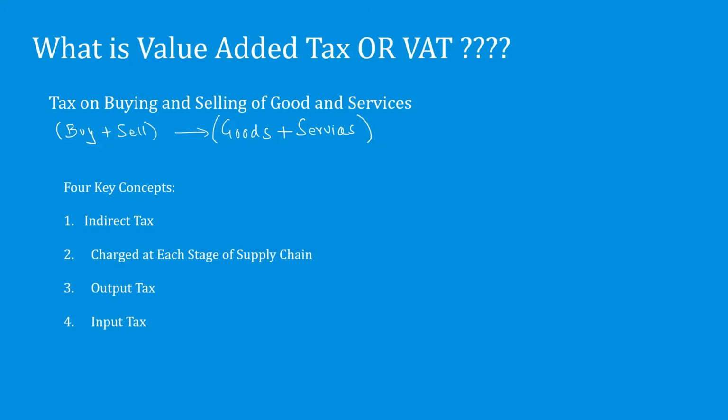So whenever buying and selling of goods and services takes place in a country, the tax that comes into play is called value-added tax. Of course, the government should have implemented value-added tax in order for the tax to come into play. 4 key concepts before we go into the detailed example of how value-added tax works. Number 1, indirect tax. Value-added tax is an indirect form of taxation. It will never impact your income directly. So number 1, not affecting income directly.